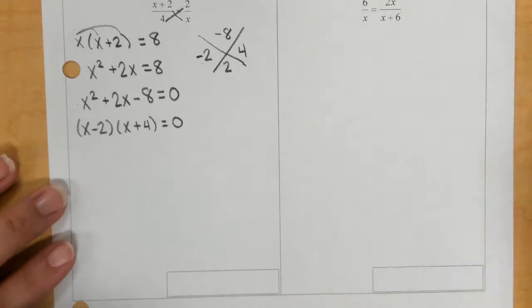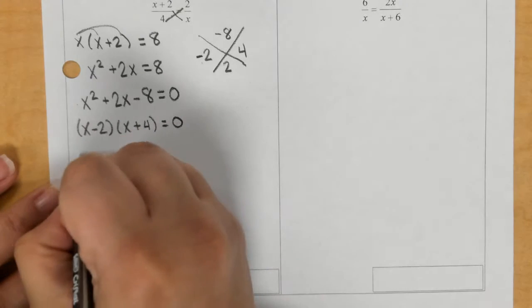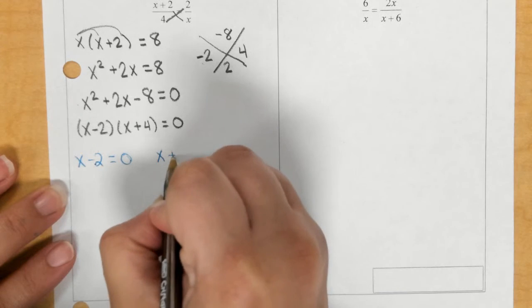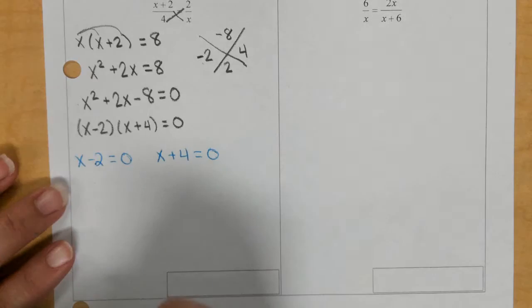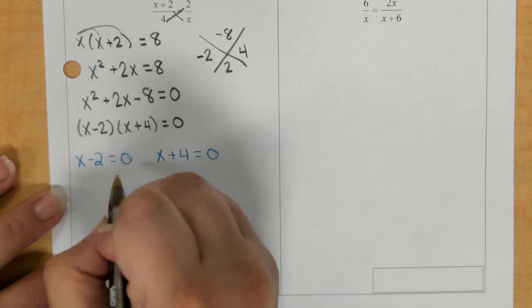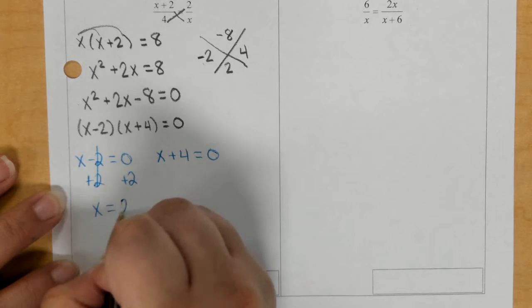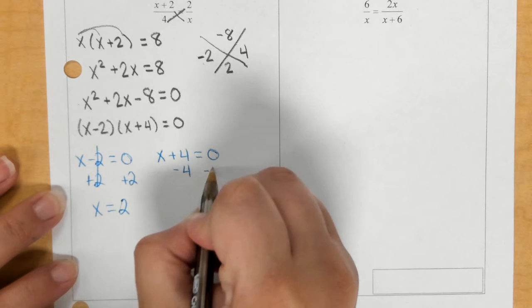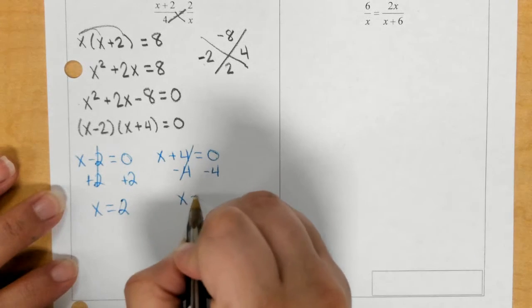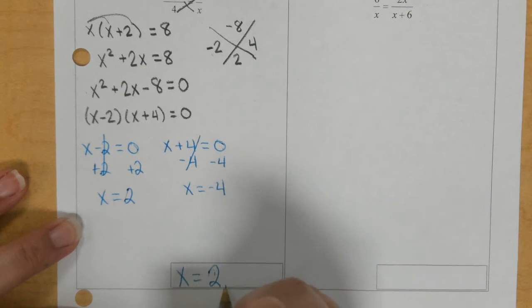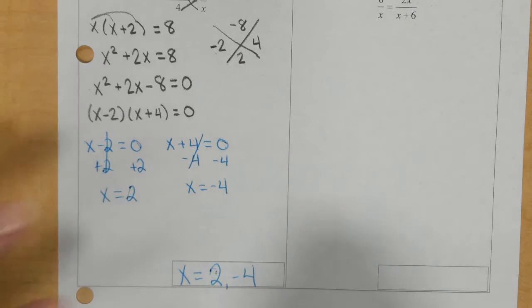Then I set each part equal to 0. So x minus 2 equals 0, x plus 4 equals 0. So here I would add 2 to both sides, and x is 2. And here I subtract 4 from both sides, and x is negative 4. So my two solutions are 2 and negative 4.